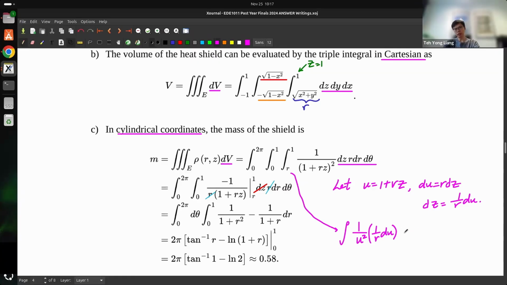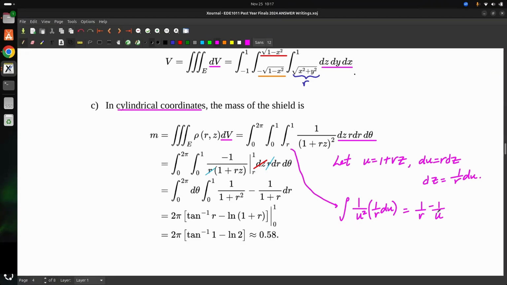If you integrate this, you're going to get 1 over r, then this 1 over u square, you integrate, you just get minus 1 over u. Is that correct? Yes. After you sub back the u, then you can just get this one. Thanks. Any other questions?